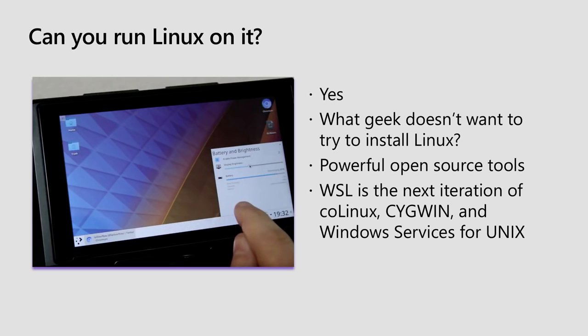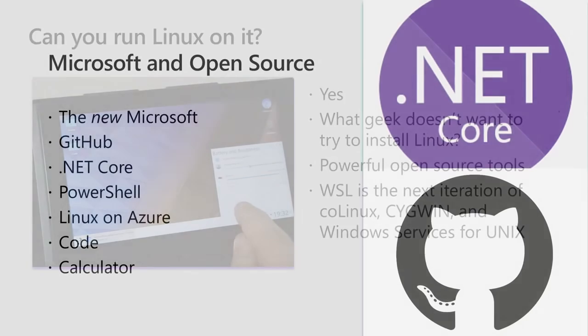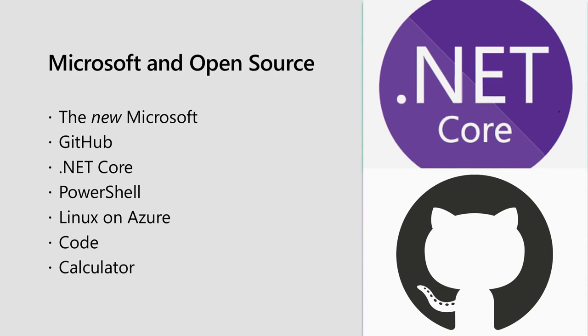WSL and Penguin are the next generation of tools that fall in the family of Cygwin, CoLinux, for those of you who might remember that, and the little-known Windows Services for Unix, which existed for several years. We are also part of the new Microsoft, which is embracing open source. Just today, with WSL 2, which will have an open source-based Linux kernel and an open source-based terminal, we now add that to open source involvement in GitHub, .NET Core, PowerShell, Linux on Azure, Code, and last but not least, Windows Calculator.